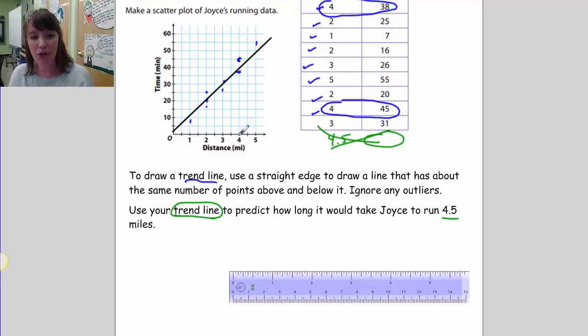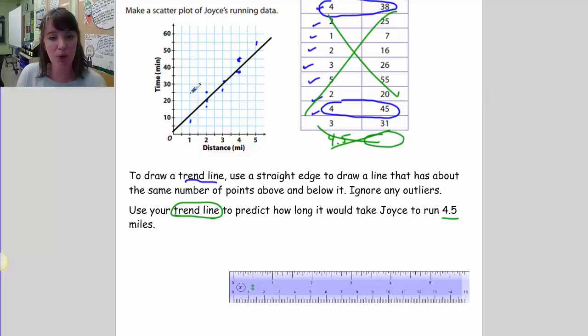And then after you make the trend line, you want to really sort of forget the table, and you want to use the trend line to make the predictions, right? Because the individual data points in the table aren't as accurate as if we take all the data points together and make sort of an average rate at which she's running.